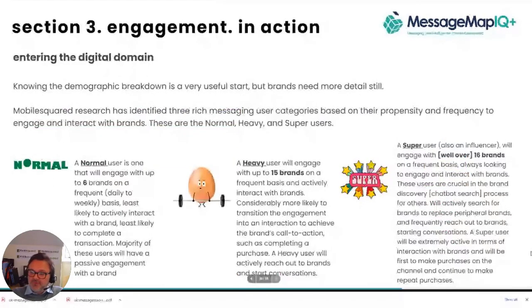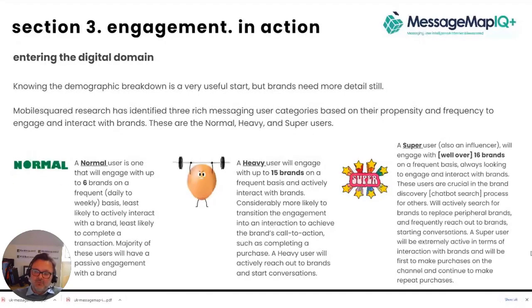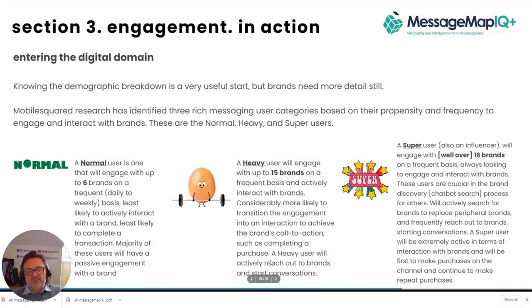So we'll start to flesh out a bit more detail now as we develop this campaign idea and the impact of engagement. As we move from what is effectively an analog environment in SMS to a digital world in rich messaging, things change. The number of brands that people are likely to engage with increases dramatically. What we've identified are 3 different use cases: the normal rich messaging user, a heavy user, and a super user.